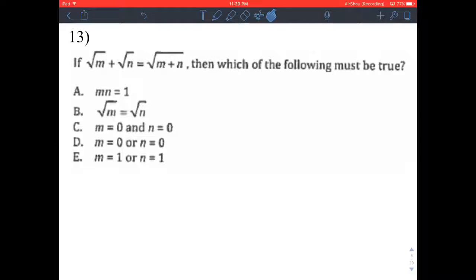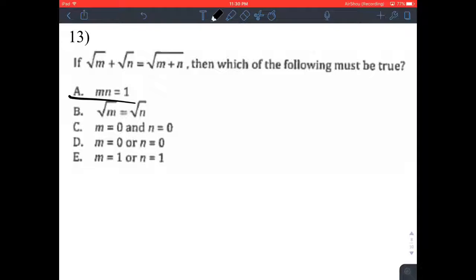13. This is the most complicated one, I think, in this set. So if the square root of m plus the square root of n equals the square root of m plus n, which of the following must be true? Let's check each of these answers.